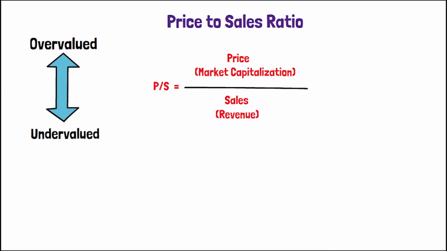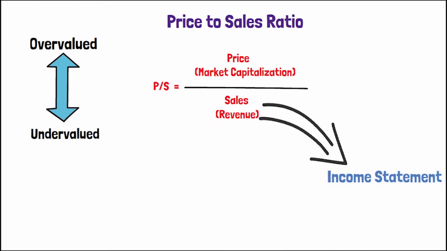We can find the company's price simply by making a quick Google search, and the revenue, as we learned from the last video, we can find on top of the company's income statement. The result of the price to sales ratio shows us how many times we overpay the company's revenue. Let's look at a few examples to understand this better.